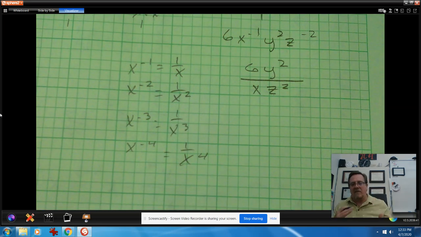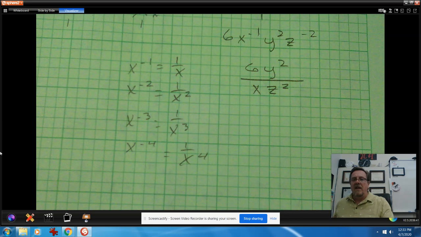So negative exponents are going to swap places. If it was on the top of a fraction, it's got to go to the bottom of the fraction, and vice versa. If you had a negative exponent and you're looking at the bottom of the fraction, that would move upstairs to the top of the fraction. And that's how that goes.